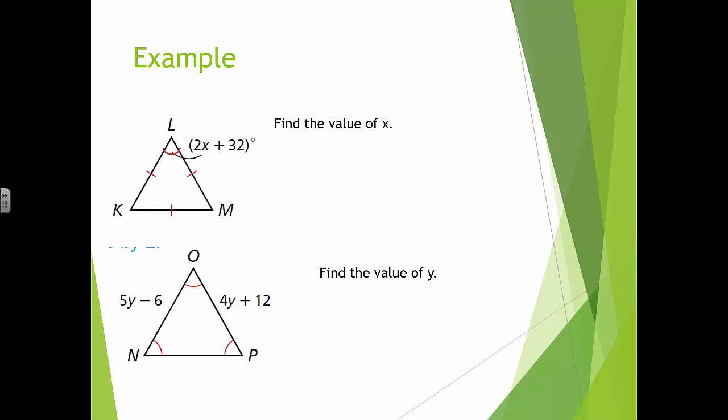So now we have an equilateral triangle and we need to find the value of x. Well, if it's equilateral, we know all three of those angles are congruent. And we also have a corollary from way back when we learned the triangle sum theorem that said all of the angles in an equilateral or equiangular triangle are equal to 60 degrees. So I can say 2x plus 32 has to be equal to 60. Subtract 32 from both sides, and we get 2x equals 28. Divide both sides by 2, and x turns out to be 14. So we're using two corollaries there.